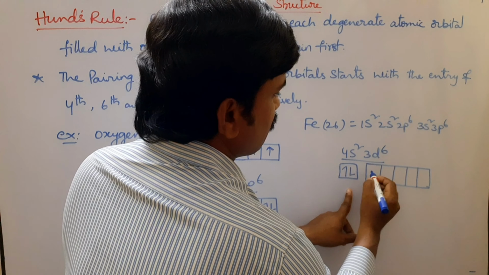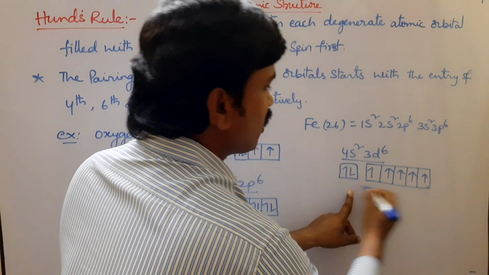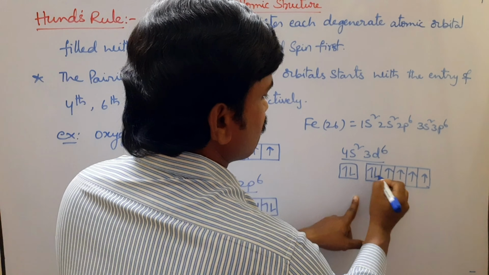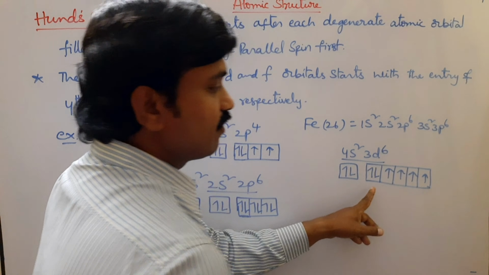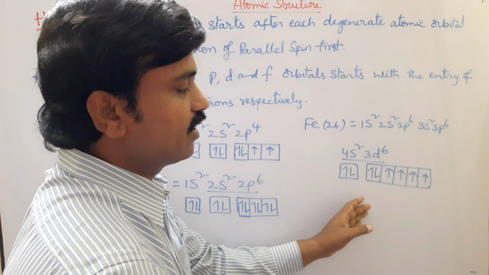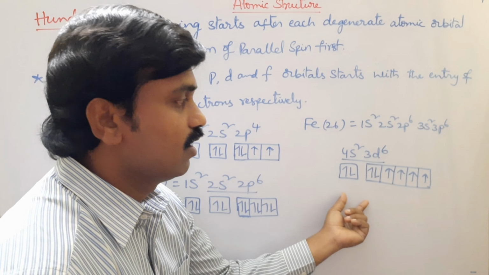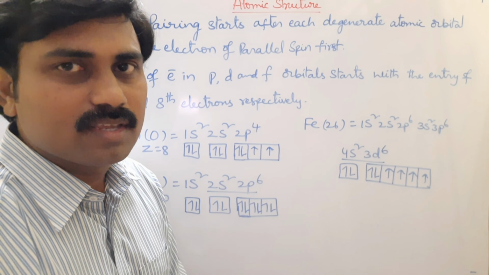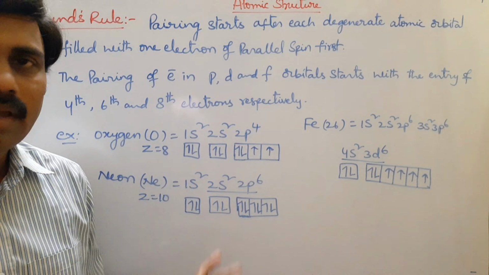Each degenerate orbital will be filled with 1 electron first, 1, 2, 3, 4 and 5. All are parallel spin, meaning upward direction. And the 6th electron will be pairing with the first electron. So this is the pair, and the 6th electron is pairing with the first electron in the d level. So this is the electronic configuration of iron. According to Hund's rule, we are filling the electrons and also pairing the electrons. In the case of f orbitals, the 8th electron starts to pair. So this is Hund's rule and examples.